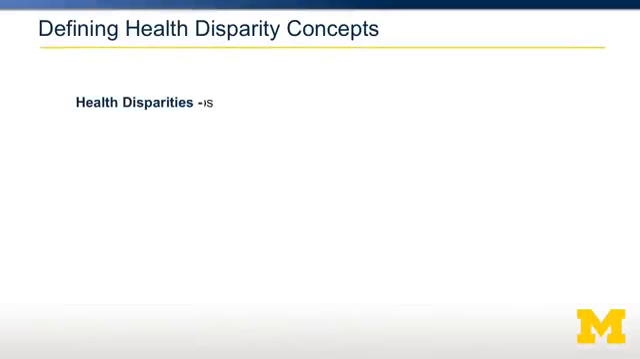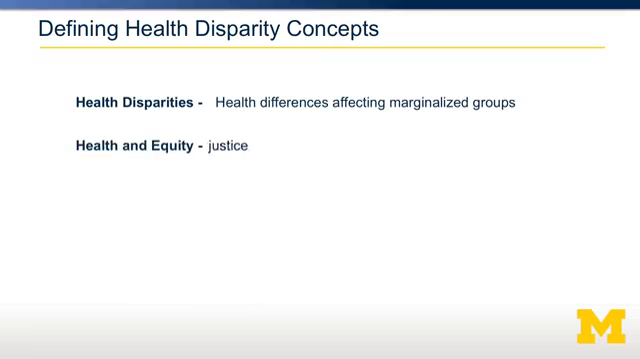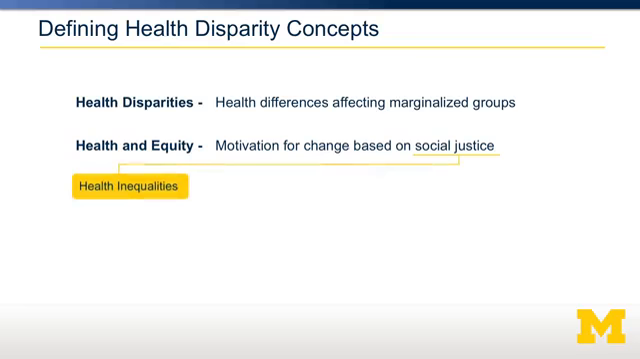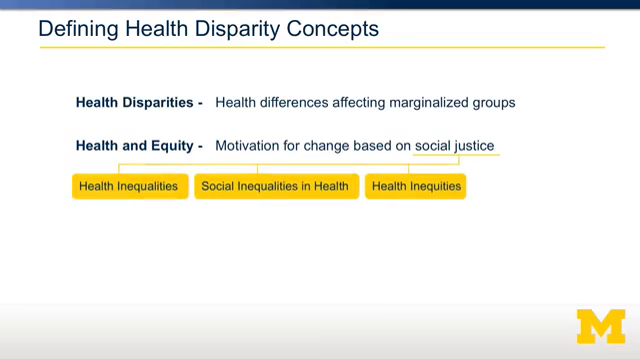Health disparities are defined as differences in health affecting marginalized groups. This is not the complete story. We must also consider health equity, which takes into account the motivation for change based on social justice, including ethical and human rights. A number of terms are used to reflect equity in health, including health inequalities, social inequalities in health, health inequities, and equity in health. All of these terms suggest an underlying social injustice in opportunities and resources necessary to be healthy.